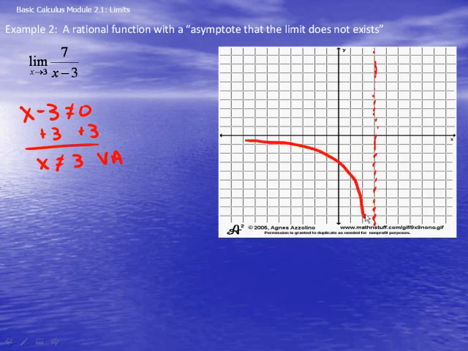This function should look like this, and like this. And we are looking at this as x approaches 3. So notice as we're coming toward 3 from the left-hand side, we're heading to negative infinity. From the right-hand side, or the positive side, notice that it heads to positive infinity. So notice that it's heading to two different numbers, therefore this limit does not exist.